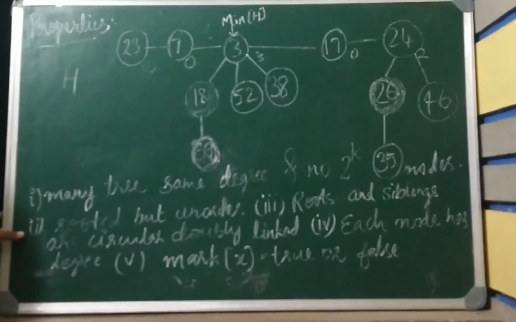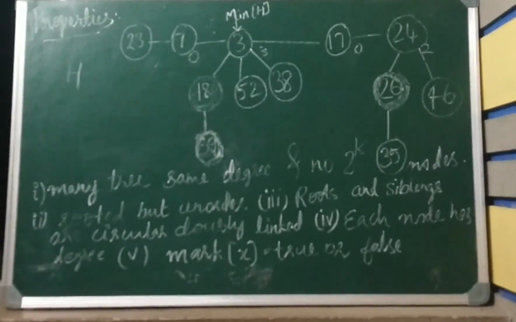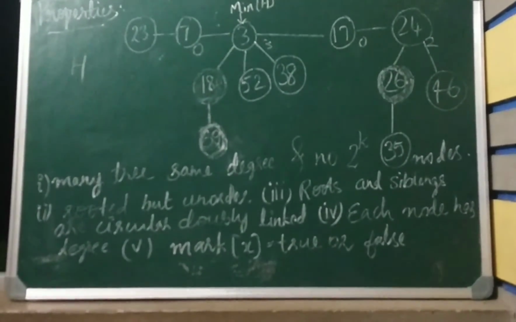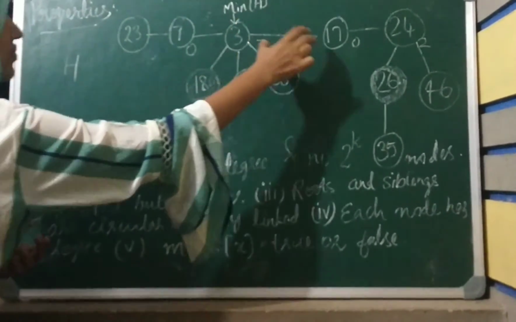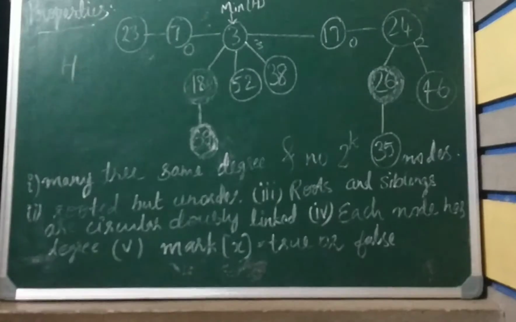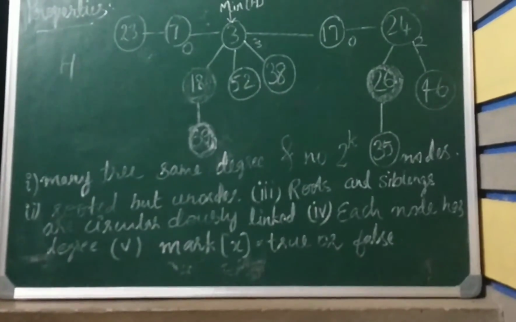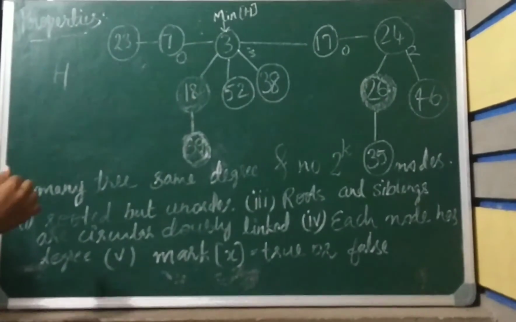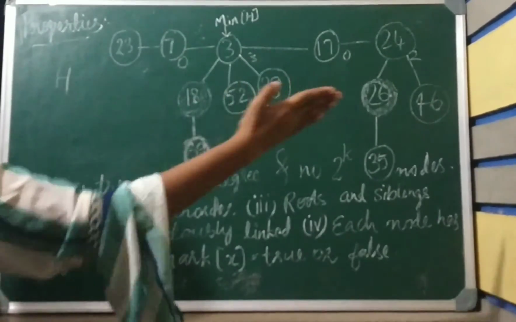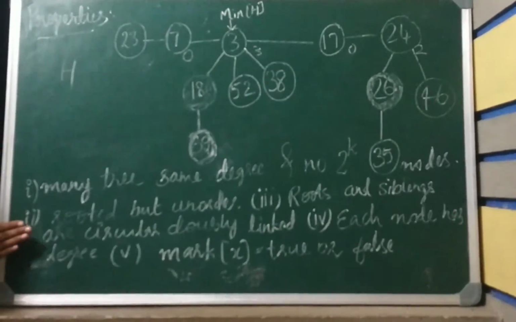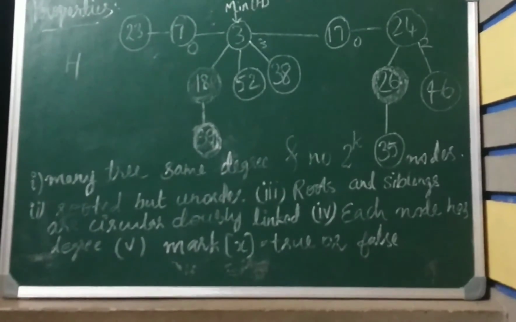So second property is it is rooted but unordered. That means every node is rooted like this, but it is unordered. It means in binomial heap we said that it should follow an order B0, B1, B2, B3. It is not applicable in the case of a Fibonacci heap.